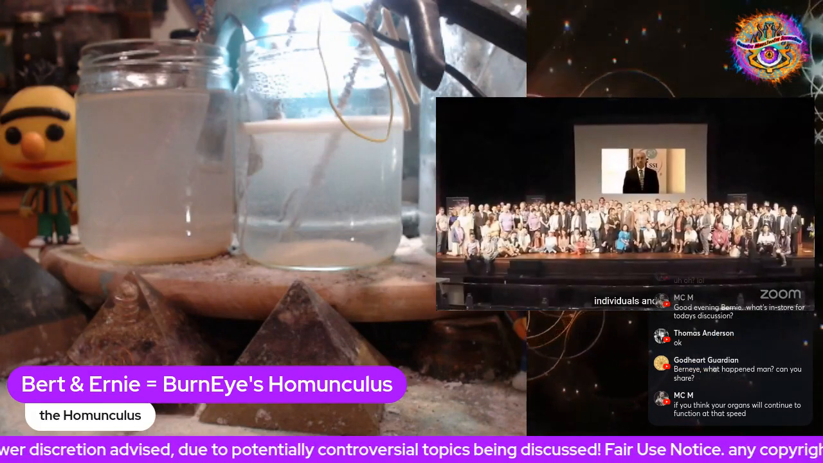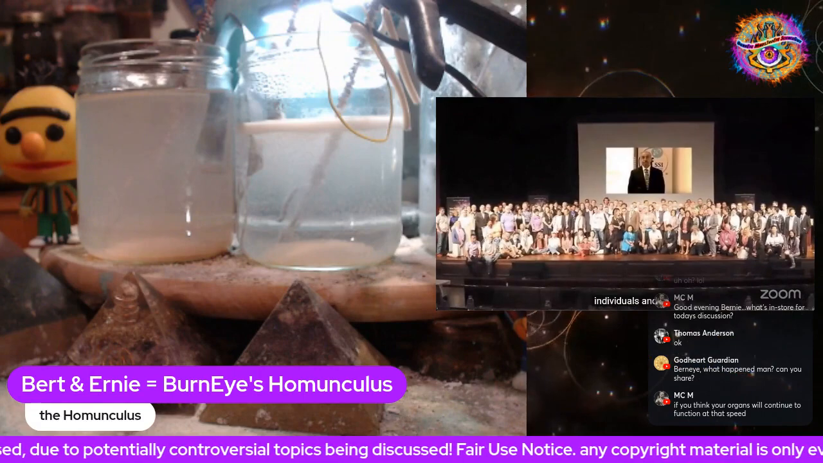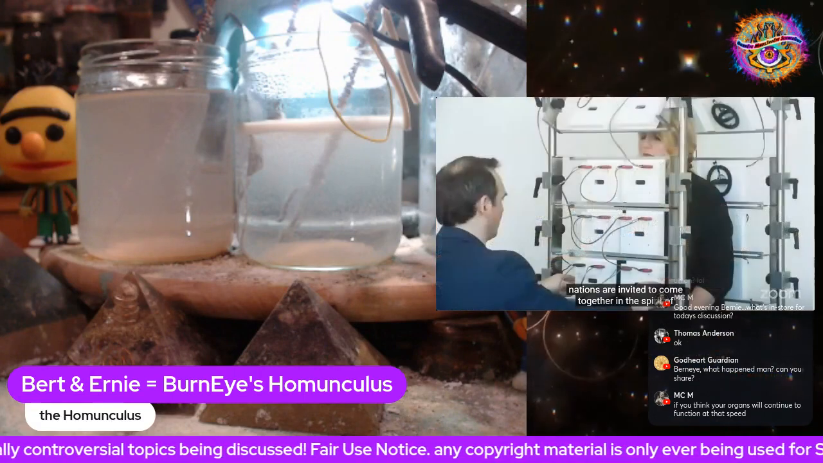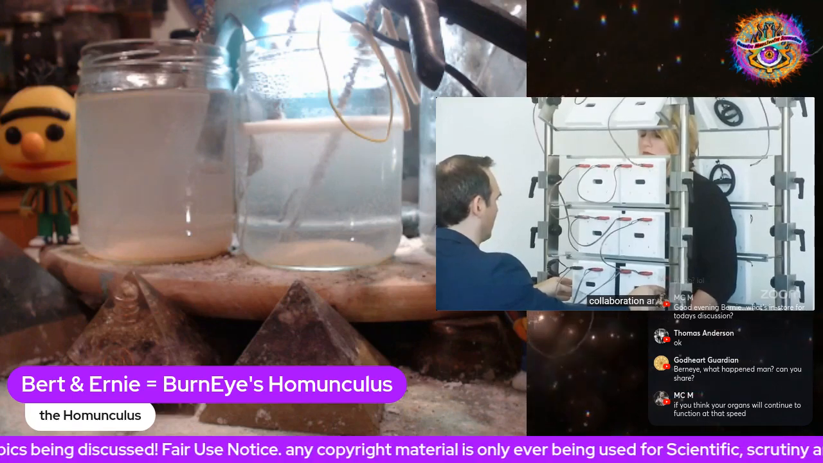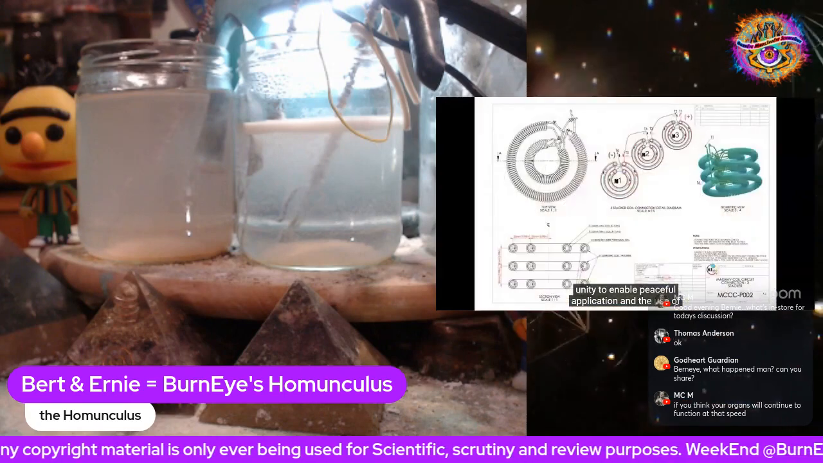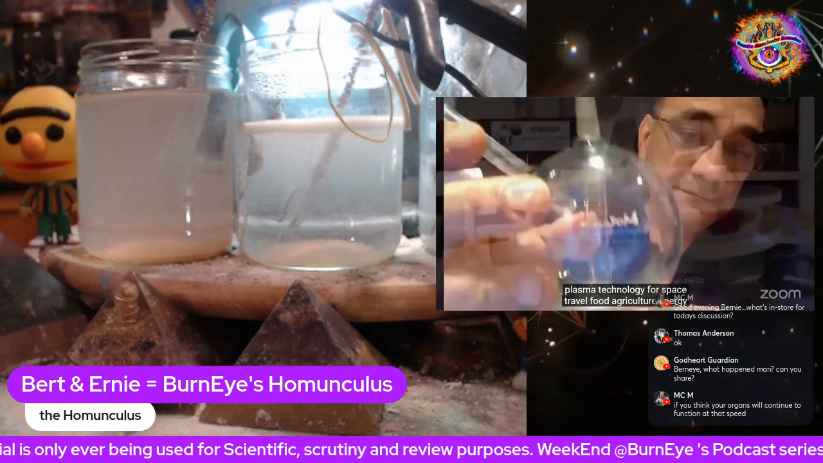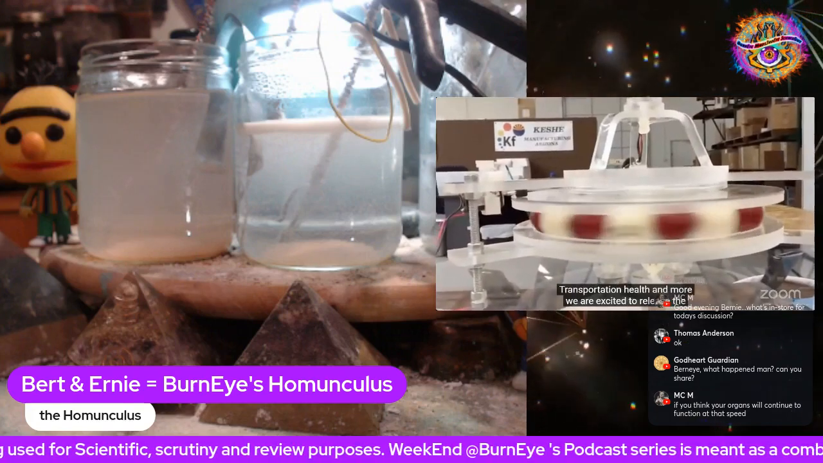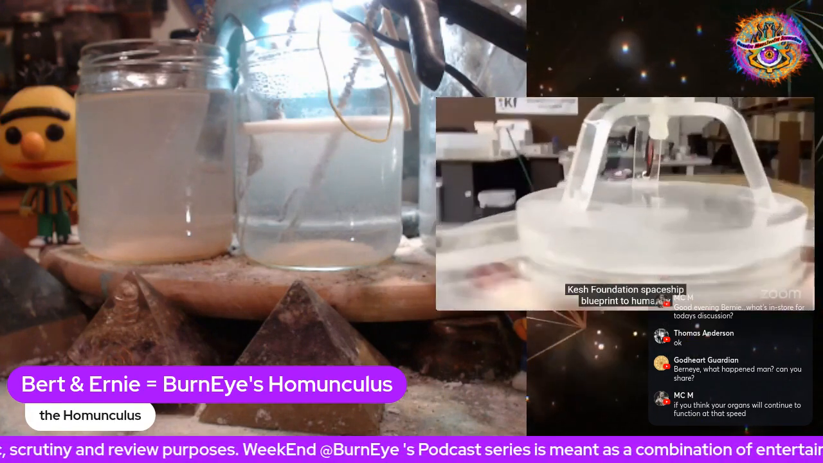Individuals and nations are invited to come together in the spirit of collaboration and unity to enable peaceful application and the use of plasma technology for space travel, food, agriculture, energy, transportation, health, and more. We are excited to release the Keshe Foundation Spaceship Blueprint to humanity.